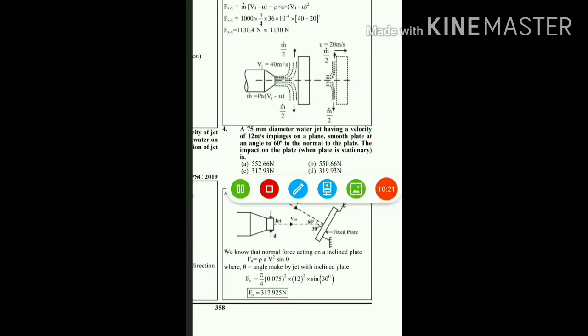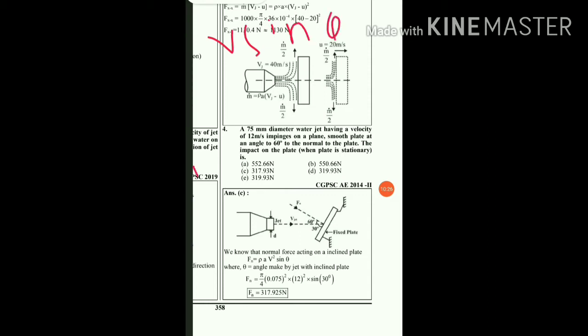Okay, so here in the earlier case we already saw this condition. Here the velocity of the jet in the normal direction is v sine theta. So Fn will be equal to rho a v square into sine theta, where theta in this case will be the angle which is 30 degree.